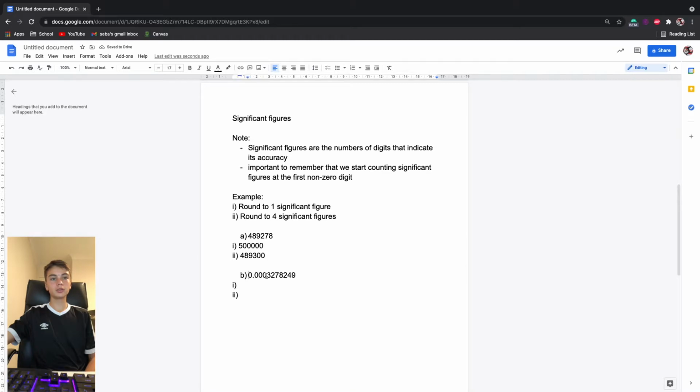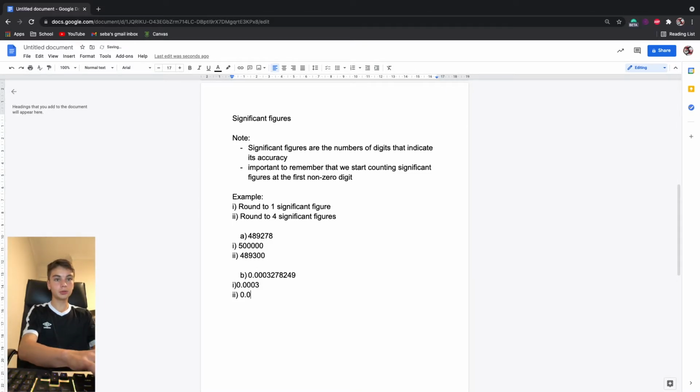Alright, we move on to this decimal, which is a bit harder to remember than whole numbers. So with this, the first non-zero digit is 3. See how these first 4 digits are zeros? So our first non-zero digit is 3. So we'd round that to 0.0003.